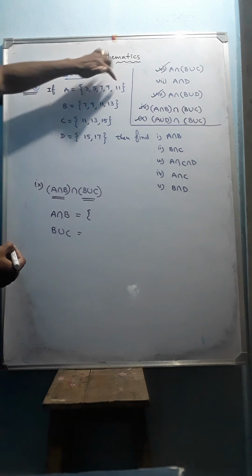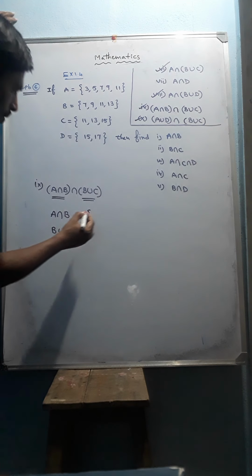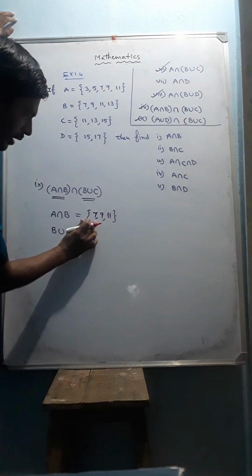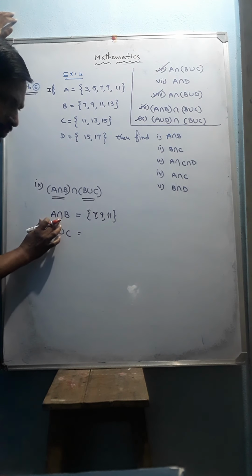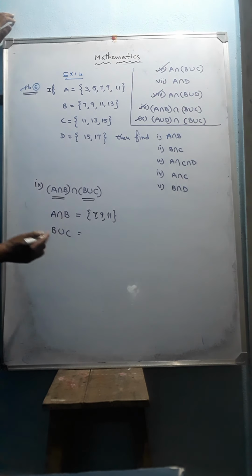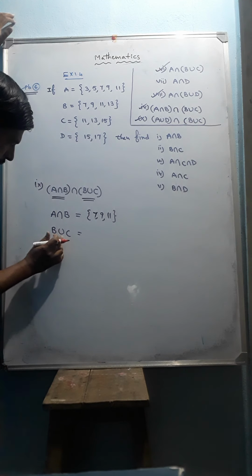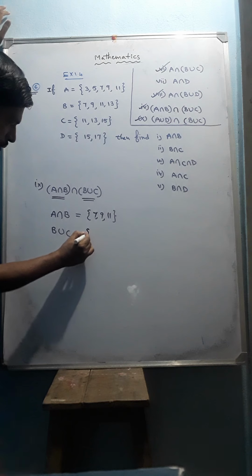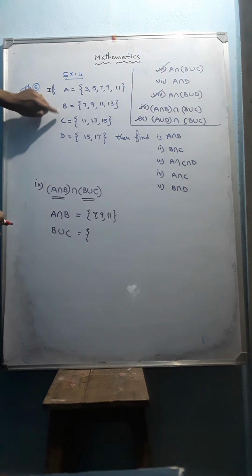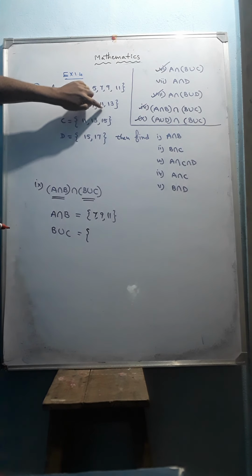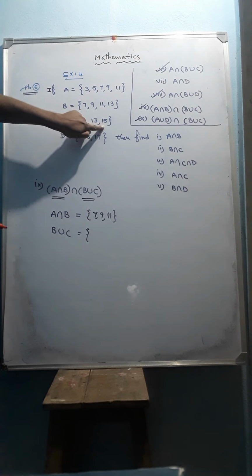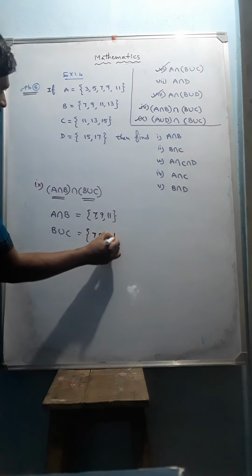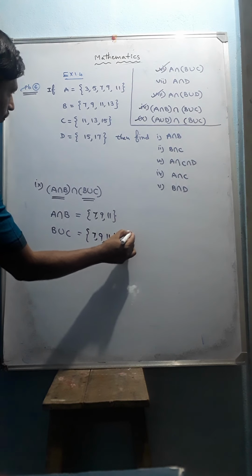So A comma B. So which are common? 7, 9, 11 are common. So 7, 9, 11. Why we are writing common elements means here what is the operation? Intersection is the operation. So next, B union C, that means the combination of B set and C set elements. So B comma C, so combinations. So 7, 9, 11, 13, 15. So elements will come 7, 9, 11, 13, 15.